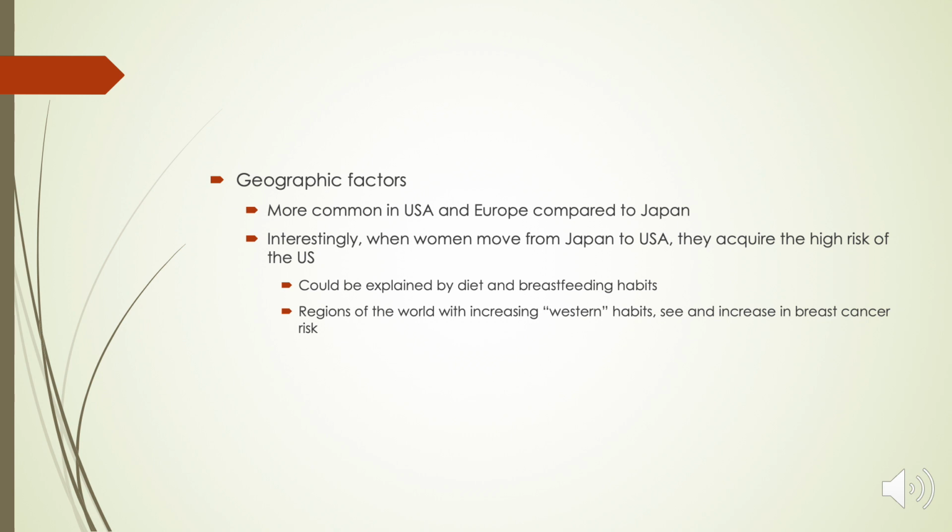Geographic factors also play a role in increasing the risk of breast cancer. Breast cancer is really more common in the US and Europe than in Japan. Interestingly, when women move from Japan to the USA, even at an adult age, they acquire the high risk of the US. This could be explained by diet and breastfeeding habits. Also, regions of the world with increasing Western habits, such as fast food, obesity, low number of births, decrease in the number or the duration of breastfeeding, are showing an increased risk of breast cancer.